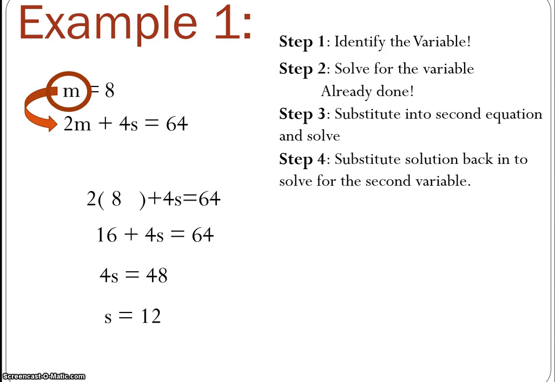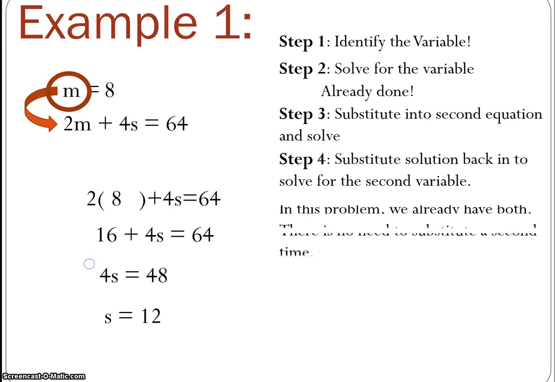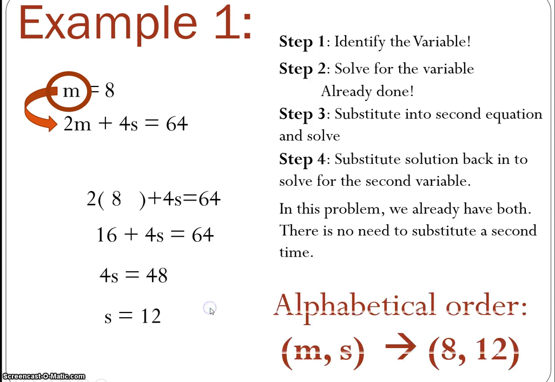Now, usually we'd substitute the solution back into the other equation and solve for the second variable, but in this problem we already have both because we know that m is equal to 8, so we don't need to substitute a second time. We write our point in alphabetical order, so here we don't have x and y, we have m and s. So we're going to write it as 8, 12.